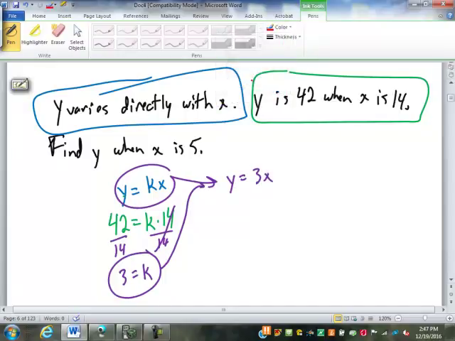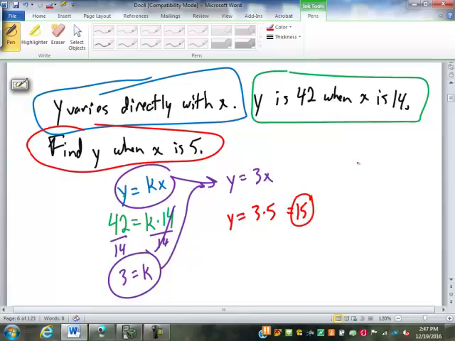So now our third step, the actual question here, find y when x is 5. So now I just replace x with 5. So y equals 3 times 5, so y is 15.